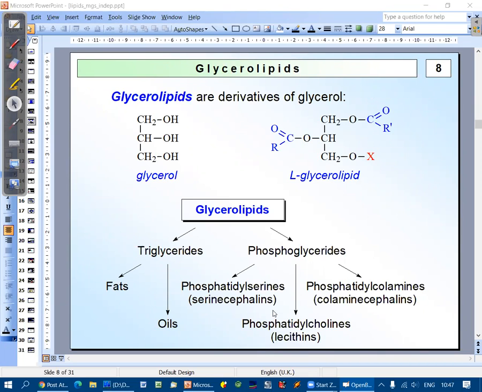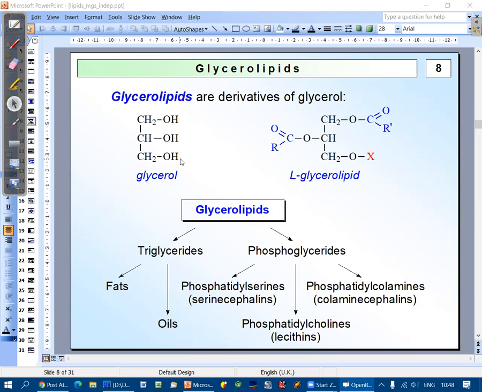The other type of classification of lipids is based on the nature of the alcohol that is esterified by fatty acids. If this alcohol is glycerol, the result of esterification will be the formation of glycerolipids.